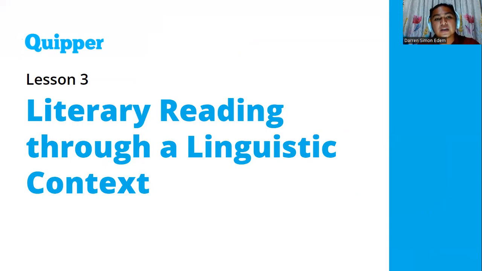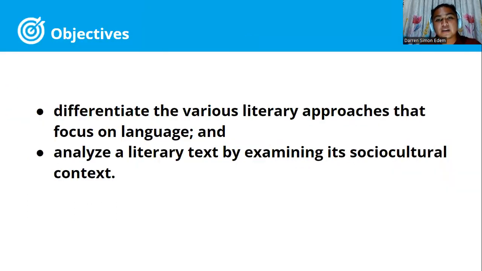Now, in this particular lesson, we are going to talk about the usage of language in terms of comprehending a particular literary text. So I want you to remember the objectives that we have in place. First, we need to differentiate the various literary approaches that focus on language. Secondly, we need to analyze a literary text by examining its socio-cultural context.